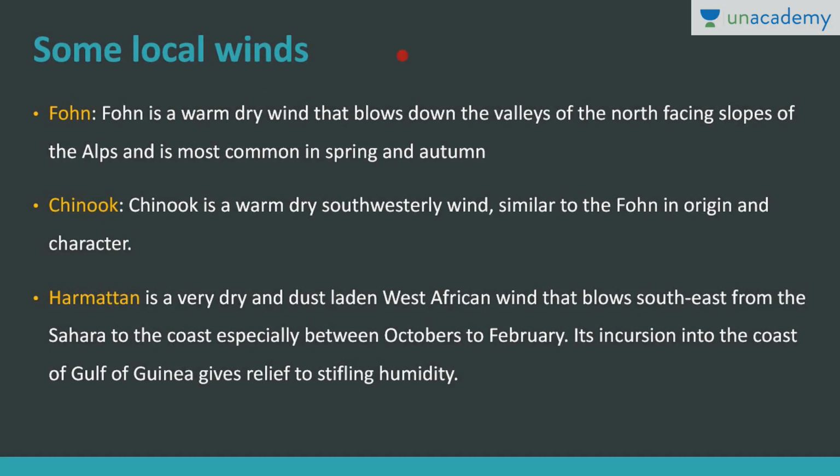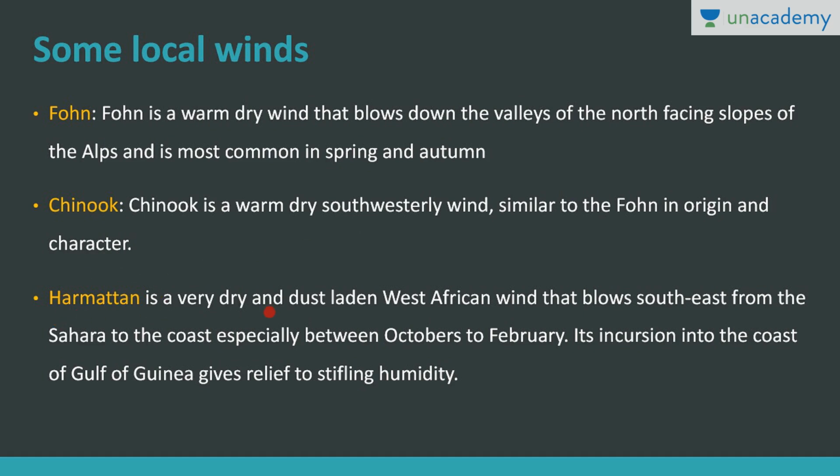Now let's discuss some other local winds. For example, Fohn. It is a warm, dry wind that blows down the valleys of north-facing slopes of Alps. So just remember the place where these winds are moving. Whether these are warm winds or cold winds, you need to remember that, and any specific feature of that. For example, these Chinook winds. These are warm, dry, southwesterly winds. They are similar to Fohn in origin. So Fohn, they move in the Alps region. Chinook, they move in the Rockies in North America, right?